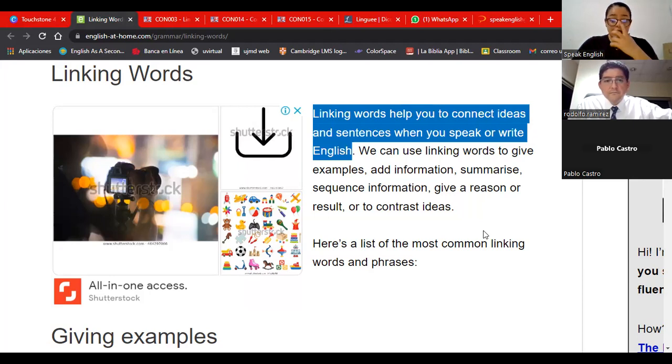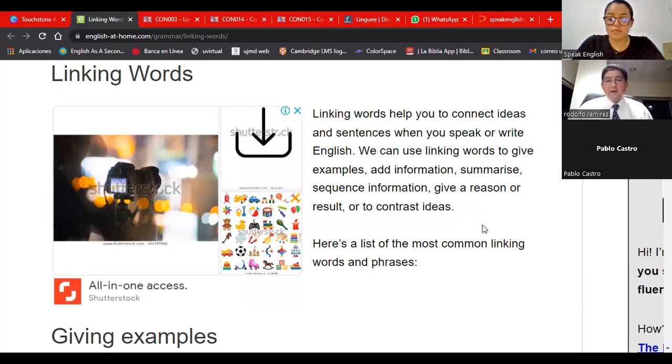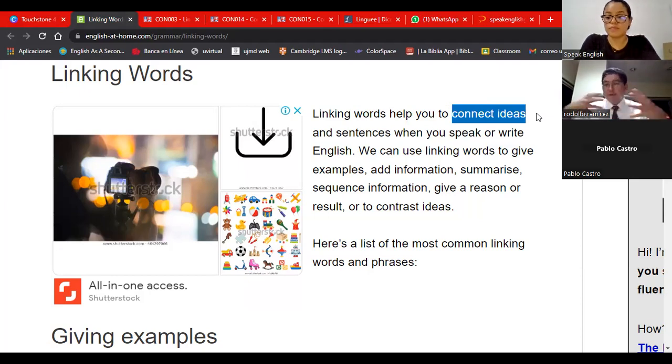Okay? So, my question is, what is the function of linking words? Well, all of that, the examples that you give us. But if I have to summarize in one idea, it is to connect ideas. Exactly. Very good. Pablo, so what is the function of linking words? Sometimes it's not correct. Always is to contrast ideas, for instance. Give a reason, give a result, add information. Contrast ideas or connect ideas? I guess that probably both. Okay, now the thing is this. Connect is the main function.